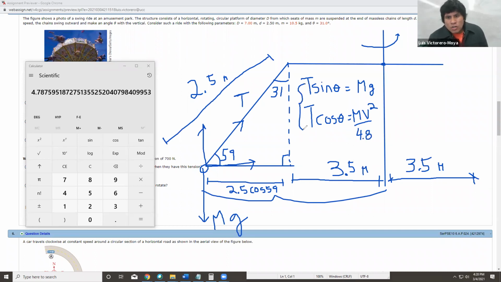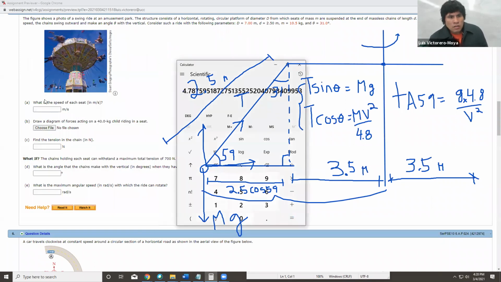And then you divide the equations and you get tangent of theta, which is tangent of 59, is equal to g times 4.8 divided by v squared. And then you see, you have gravity, you can find the velocity. That's what they're asking you in this section here. You want to draw the forces diagram? I already showed it to you. The tension, you will find it by replacing back, right?